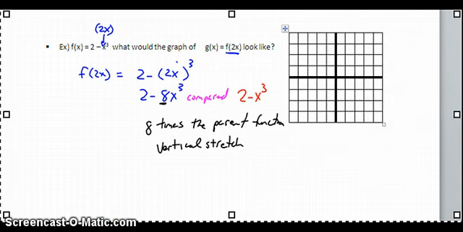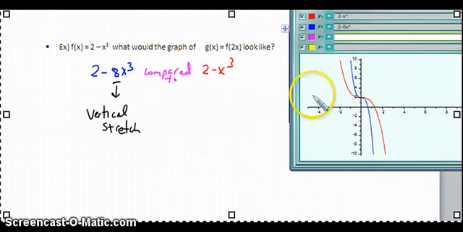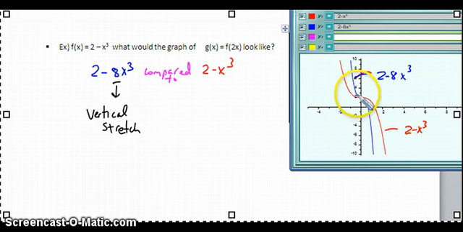Okay, so looking at the graphs now, notice that the blue graph is 2 minus 8x to the third, and the red graph is 2 minus x to the third. So notice that what's happening with the blue graph is that it's being stretched vertically. So it's being elongated vertically, which is going to make it appear that it's a much skinnier looking graph because it's being stretched vertically. And that's exactly what happened.